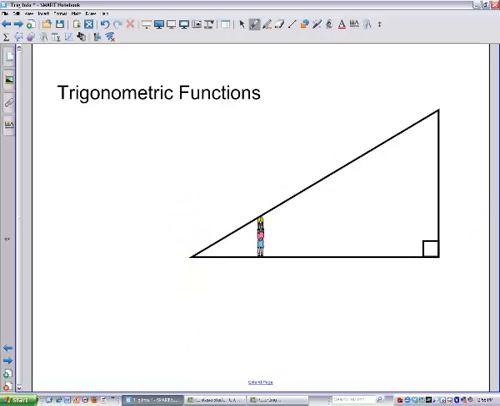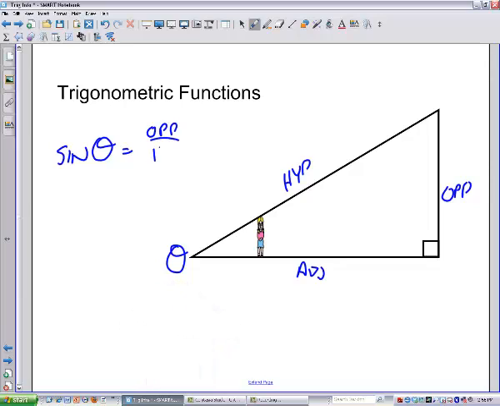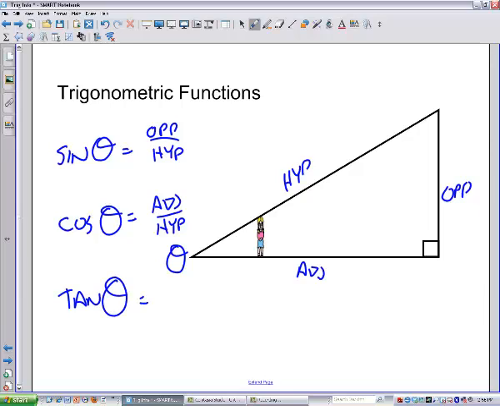We, of course, use those to define our trigonometric functions. So we've got the hypotenuse, the adjacent side, and the opposite side. And we're hopefully familiar with the sine of, I'm going to call it theta. The sine of theta, which is just some angle that our little girl is standing inside, is defined as the ratio of the opposite side to the hypotenuse. The cosine of theta is the ratio of the adjacent side to the hypotenuse. And the tangent of theta is the ratio of the opposite to the adjacent side.